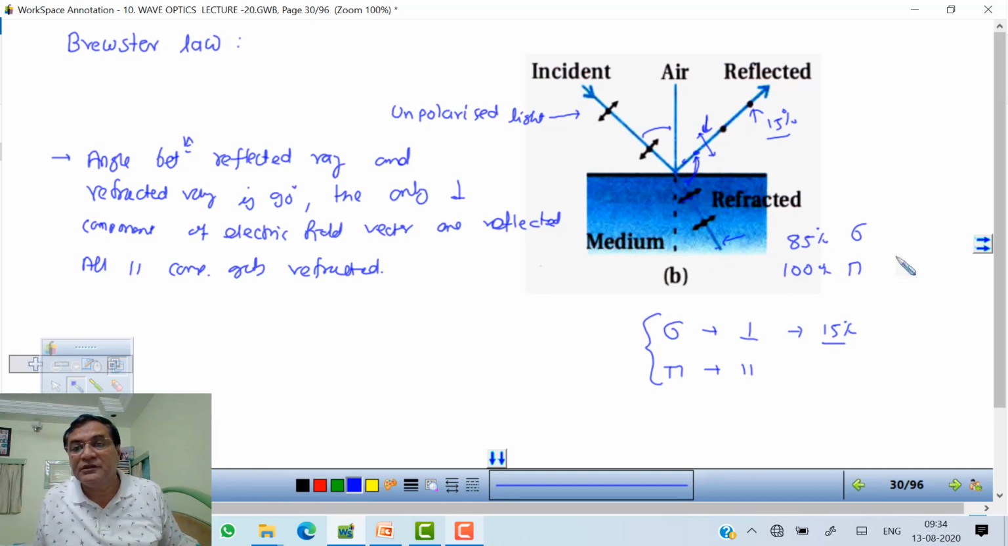Pi means parallel component and 85% component, that is sigma component. It is called perpendicular component. That will reflect. Only 15% will reflect. So here we get the polarized light, but at the same time the intensity will be very less. If you do the calculation, this is 7.5% intensity that comes here, and 92.5% what will happen? It will refract.